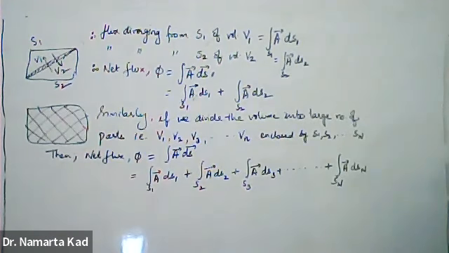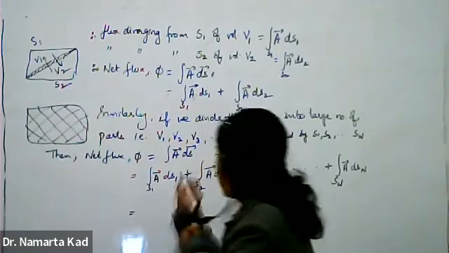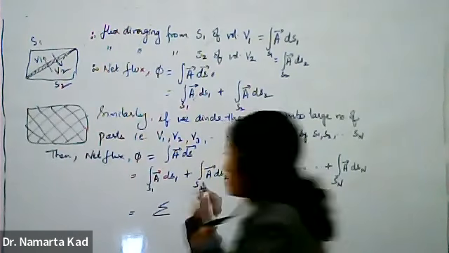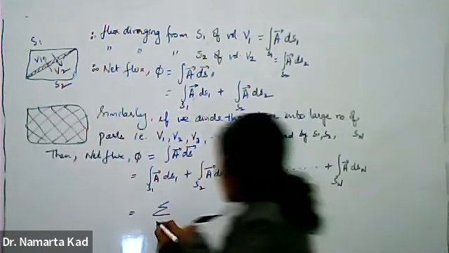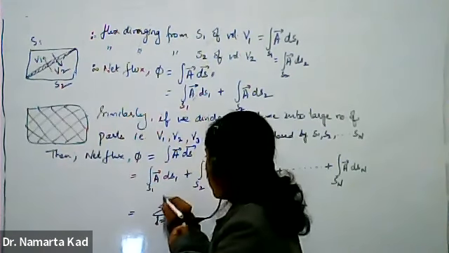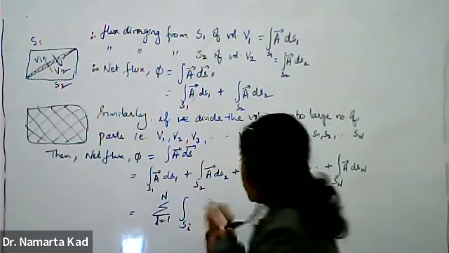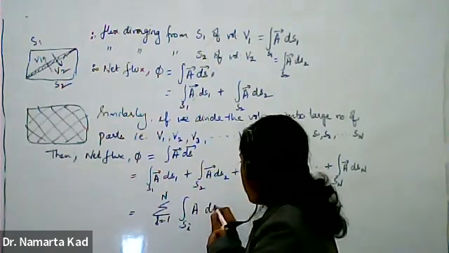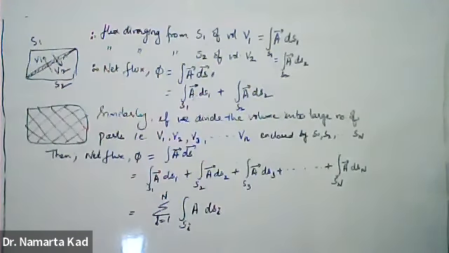Okay, and if we put down here the summation sign, this can be written with the summation sign, that is i equals 1 to n, as the integral over Si of A dot dsi. Okay, so this is how it is written in the form of summations.